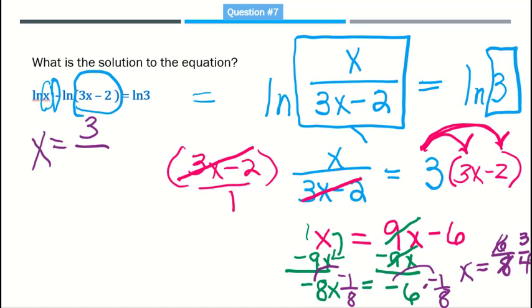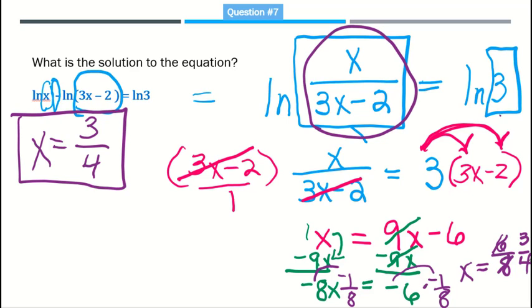Use your properties of logs to set this up and then pull this out. And then you have your equation that you can solve.